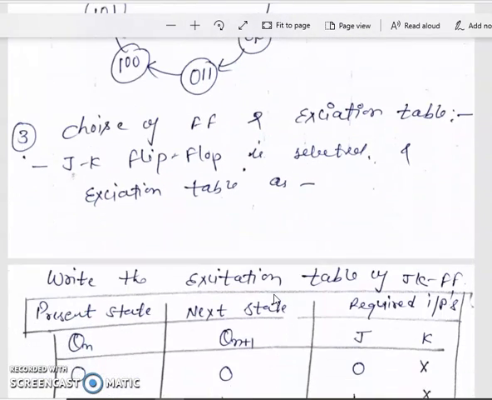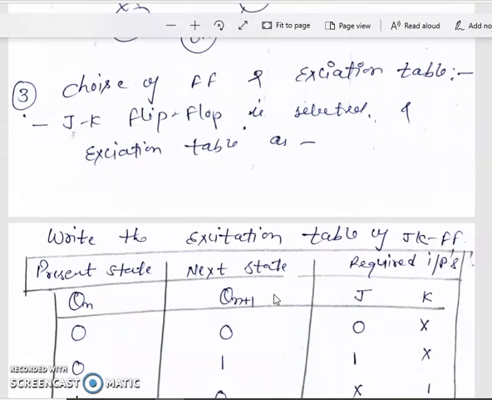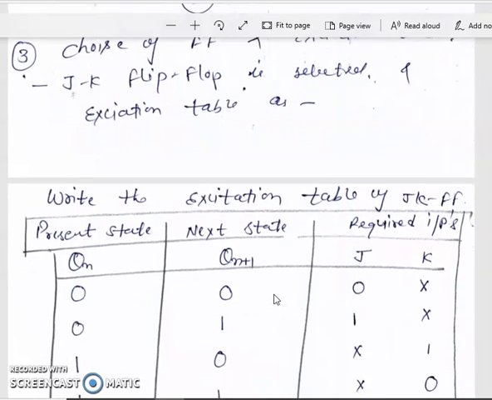Next step is choice of flip-flop and write the excitation table of the counter with the help of the excitation table of the selected flip-flop. Okay, here in this example we select the JK flip-flop. So we write the excitation table of the JK flip-flop.